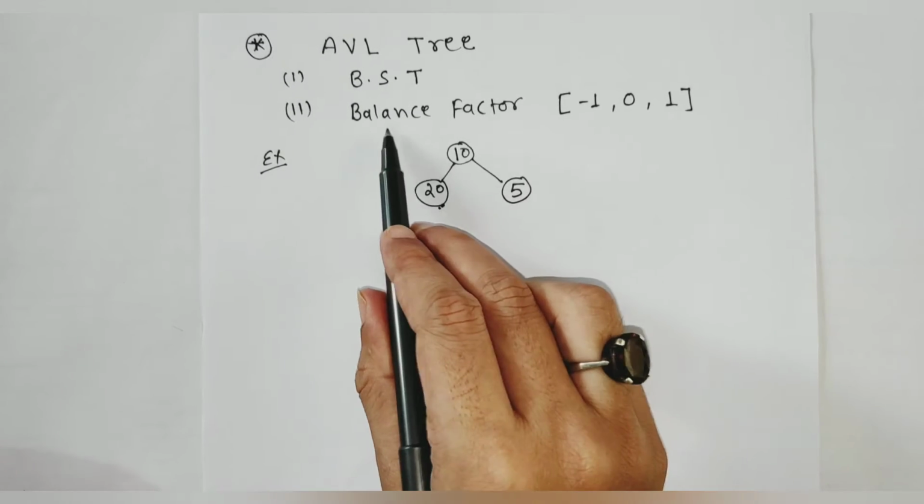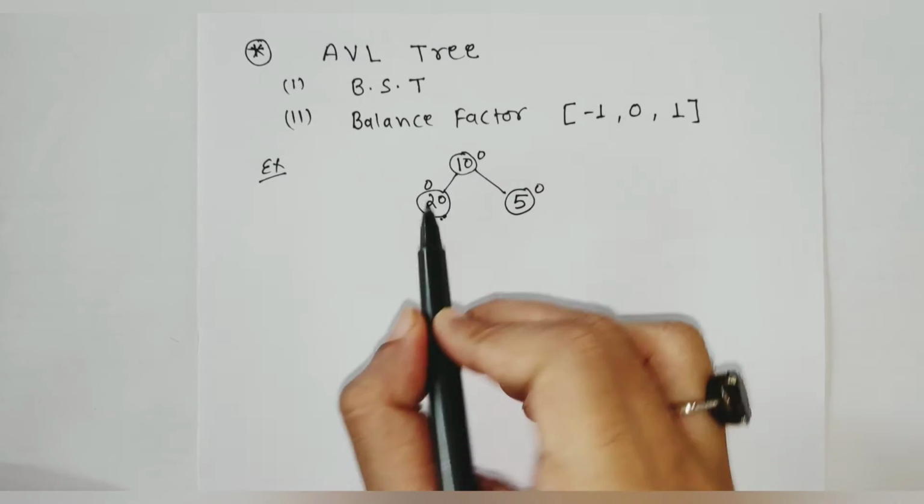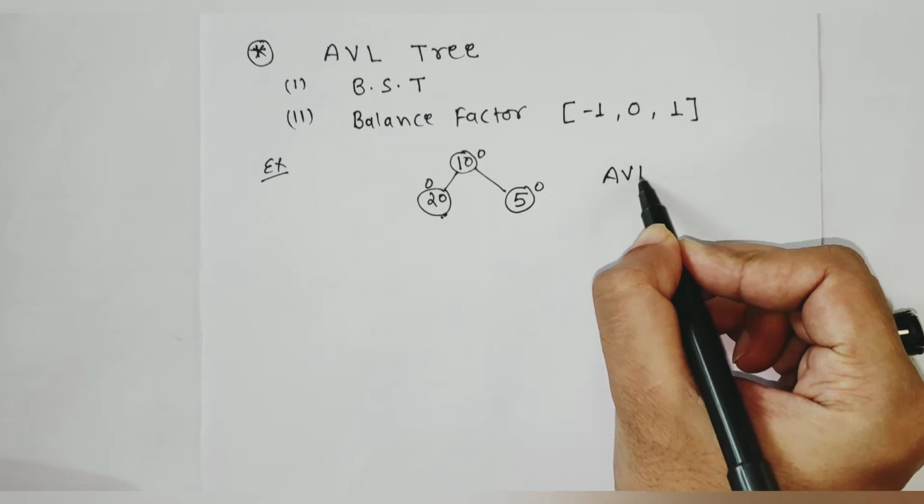Now let's find out the balance factor. So the balance factor is 0, 0 and 0. But it is not a binary search tree. So it is not an AVL tree.